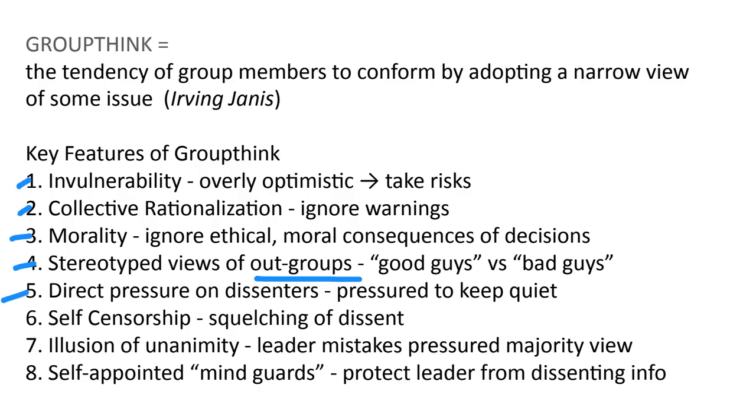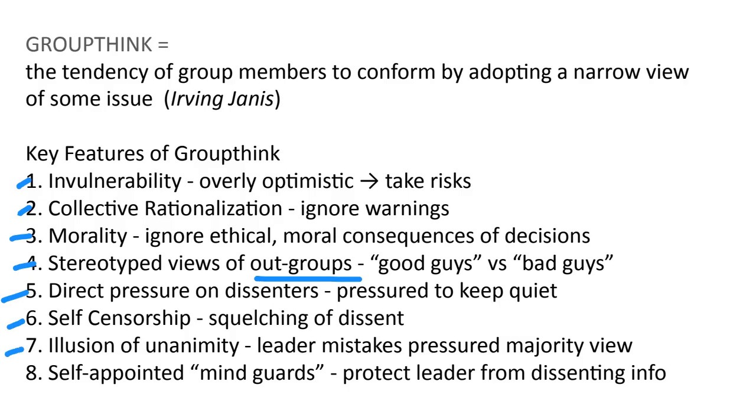Fifth, there's direct pressure on those people who are dissenters. Those who disagree are put under pressure to keep quiet and not disrupt the process. There's self-censorship. So even if a member of the group feels that maybe we're not doing the right thing, or we've forgotten something, or this is immoral, many members will not express any of that, and so they self-censor themselves, and that voice doesn't get put into play.